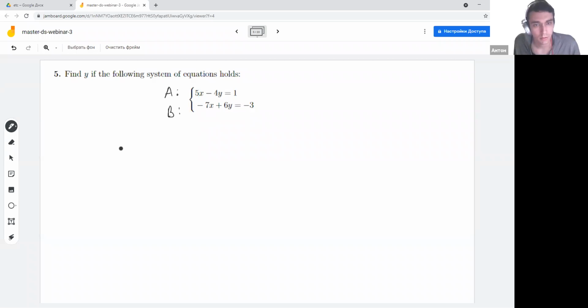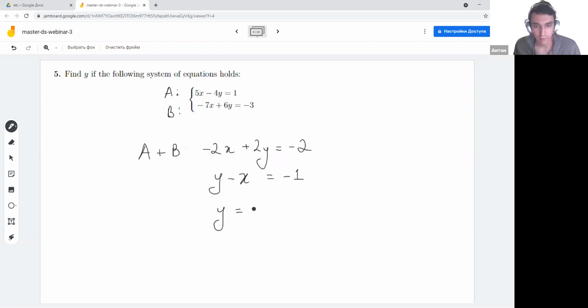And I feel that it may be helpful to compute this sum. I'll have minus 2x plus 2y equals minus 2, which leads me to y minus x equals minus 1, which leads me to y equals x minus 1.